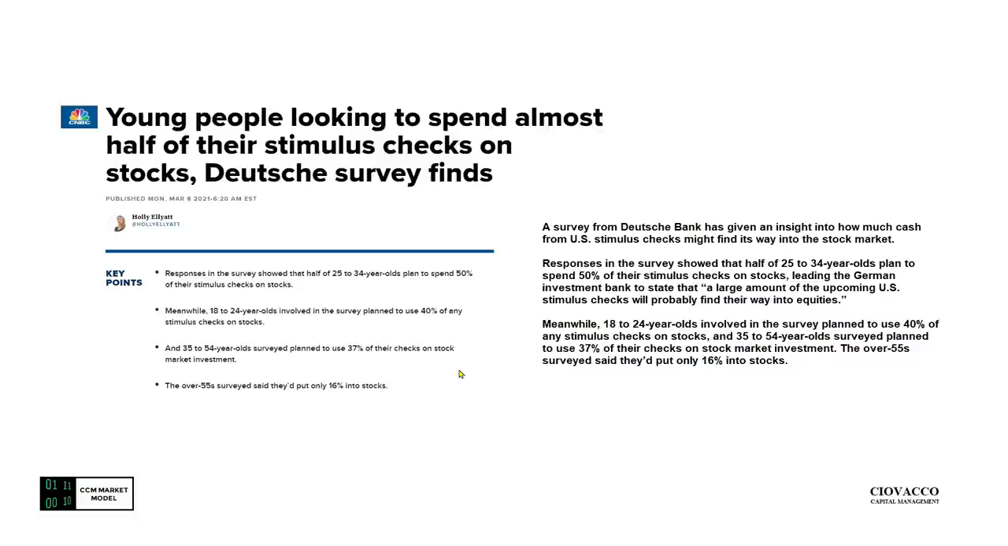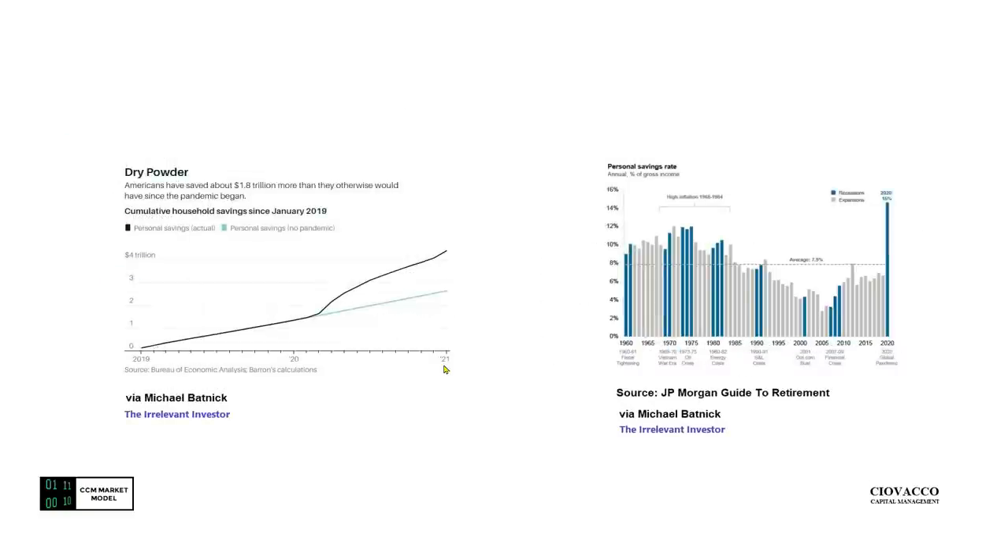Recent survey responses showed that half of 25 to 34-year-olds plan to spend 50% of their stimulus checks on stocks. Even the 35 to 54-year-old group, 37% of their checks they're planning to put in the stock market. This is in addition to the savings that we already have looking in the rearview mirror.